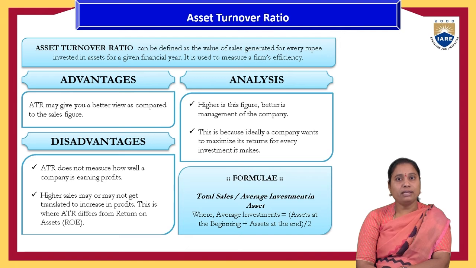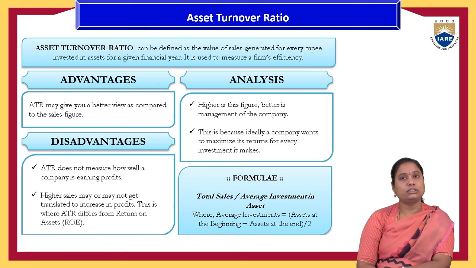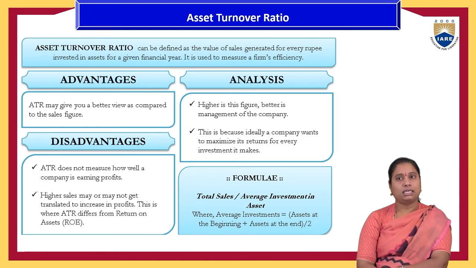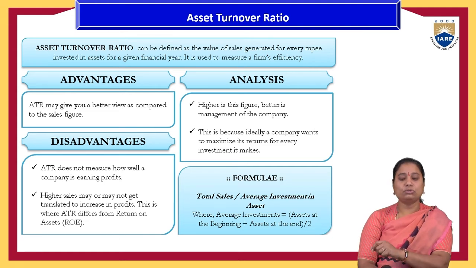That is to define the value of sales generated by the organization. They take this assets turnover ratio into consideration because it gives a better view compared to the sales figure. A higher figure says better management, and a lower figure says worse or inefficient management of the organization. There are certain disadvantages too: it measures only companies earning profits, it won't take efficiency into consideration, and return on earnings is not evaluated with this.